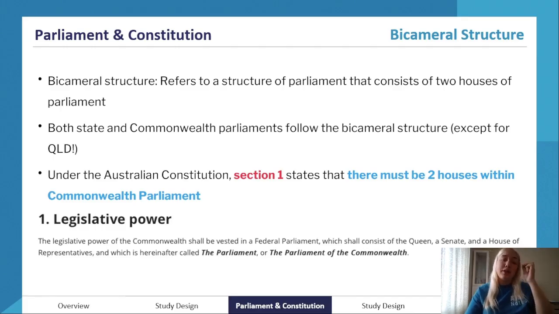It is actually really easy to remember because under Section 1, the very first section of the Australian Constitution, it is outlined that there must be two houses within Commonwealth Parliament. We can see that section here. Legislative power. The legislative power of the Commonwealth shall be vested in a federal parliament, which shall consist of the Queen, a Senate, and a House of Representatives, and which is hereinafter called the Parliament of the Commonwealth.